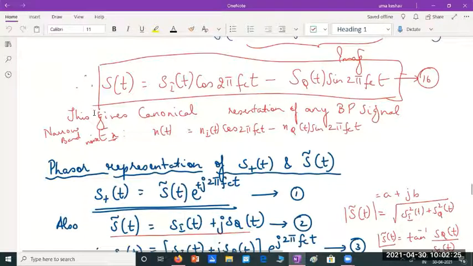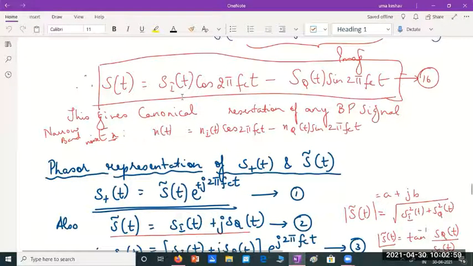So given this bandpass signal S of t, it can be written as the in-phase component Si of t cos 2 pi fct minus the quadrature component Sq of t sin 2 pi fct. The sum of these two components is known as the canonical representation. For any bandpass signal, we can write it in this form. Please remember, whenever a bandpass signal is given, we often use this canonical representation.